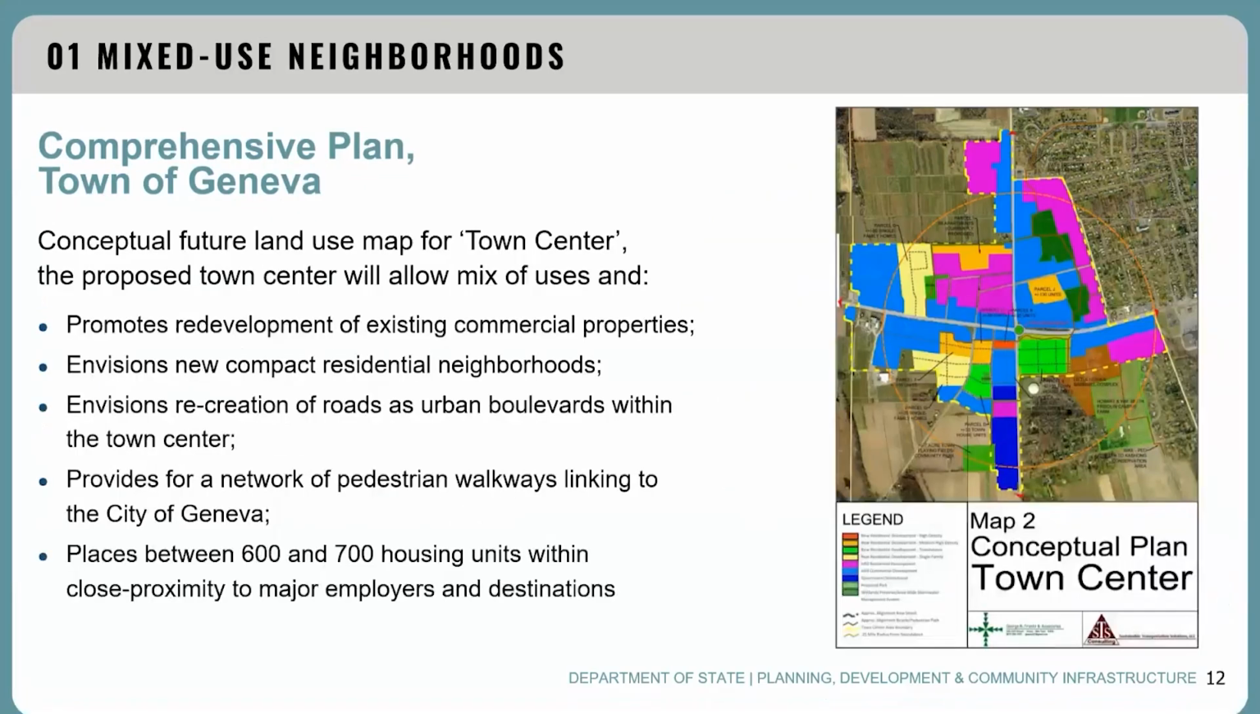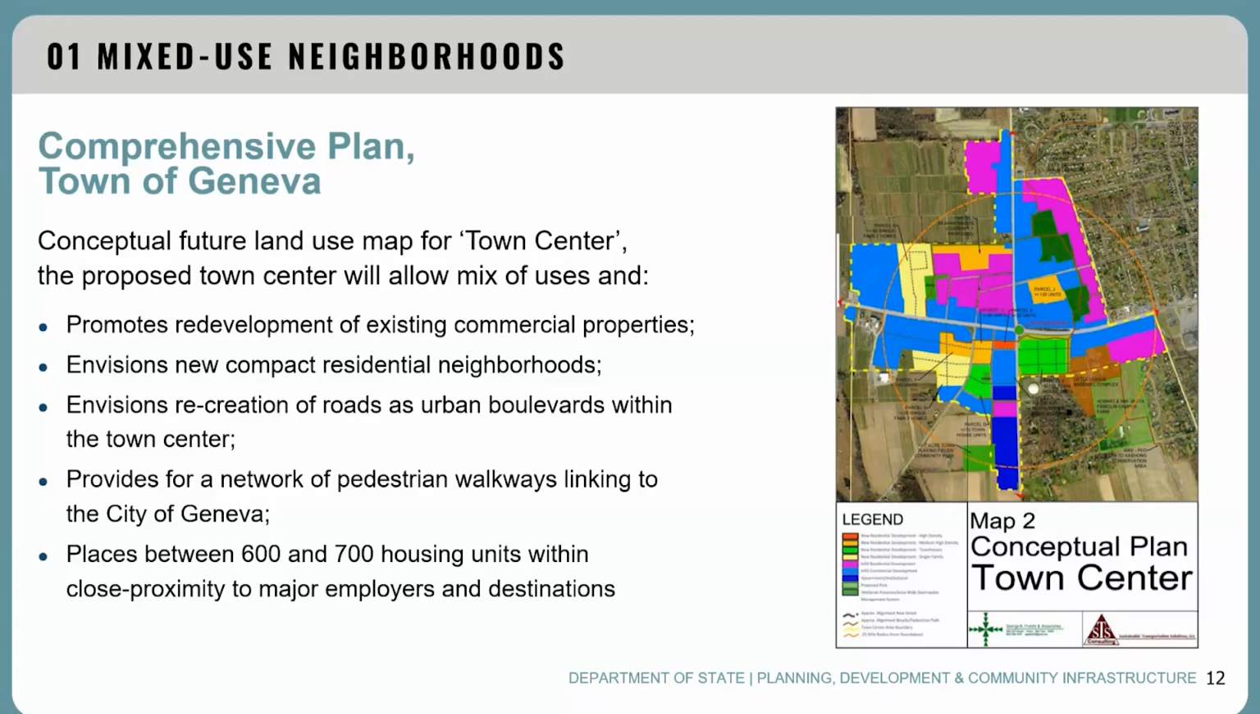The town of Geneva is a suburban and rural town of about 3,500 people bordering the city of Geneva. The example on the right shows a future land use map from the 2014 Town of Geneva Comprehensive Plan. The map focuses on an existing commercial area bordering the city of Geneva and recommends the enabling of a town center neighborhood area through zoning changes. The town center would enable redevelopment of existing commercial properties into mixed-use developments, which would provide housing adjacent to commercial uses and make the area more walkable with stronger connections to the city of Geneva and existing neighborhoods.